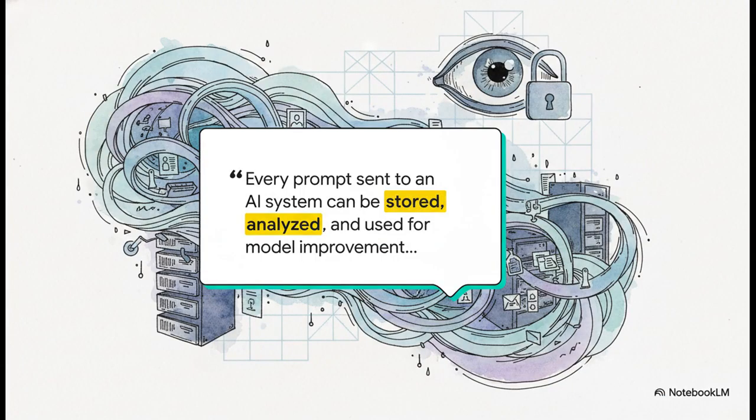So why are we hammering this home? Because of this. Every prompt sent to an AI system can be stored, analyzed, and used for model improvement. Let that sink in. Anything you type into that chat box, it doesn't just vanish. It can be saved. It can be reviewed. So if you paste a customer's private data or your company's secret strategy into a public prompt, you're essentially handing it over. This is not a maybe, it's how these systems are designed to work.